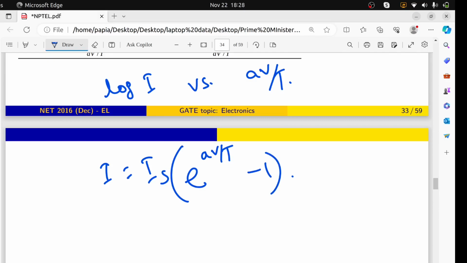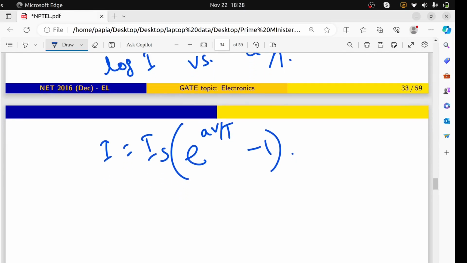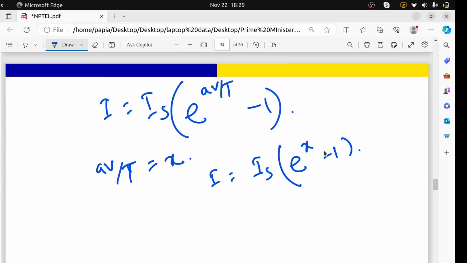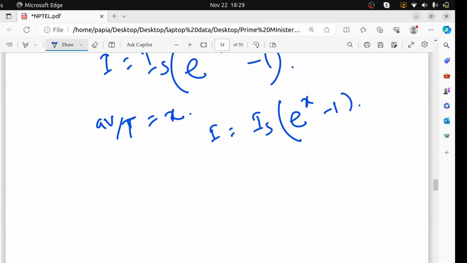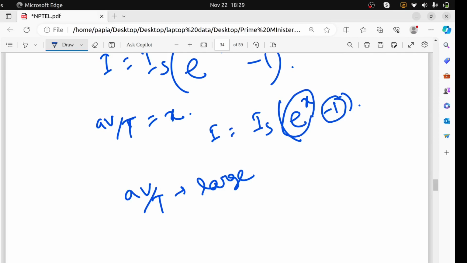Now what will we do? First of all, we just need to write a very simple expression. Let's say AV by T equals x, so that it will be very useful for us to answer the question. Now, let's say our AV by T is large. Large means in comparison to e to the power x we can neglect 1. So for simplicity I can write it like that also, right?